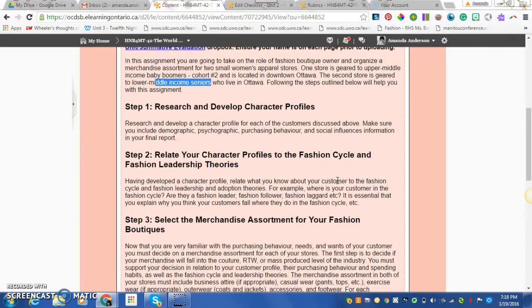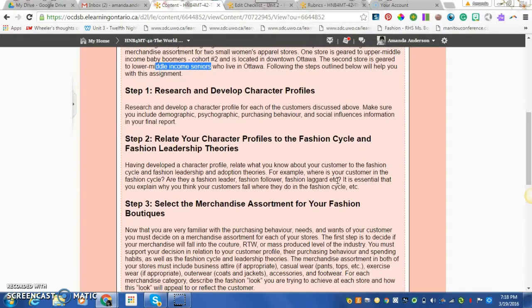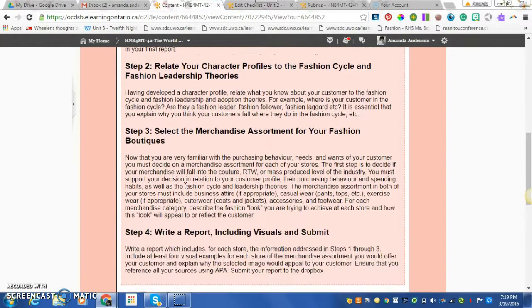And then once you've developed a character profile, you're going to relate it to the theory that we looked at, the fashion cycle and fashion leadership theories. So a couple of things I want you to consider is, where is your customer in the fashion cycle? Are they a fashion leader, a fashion follower, a fashion laggard? And why you think they're in that spot. So for your character profile, you might need to do a little research. So don't hesitate to do some of that, and just make sure to cite your sources in APA.